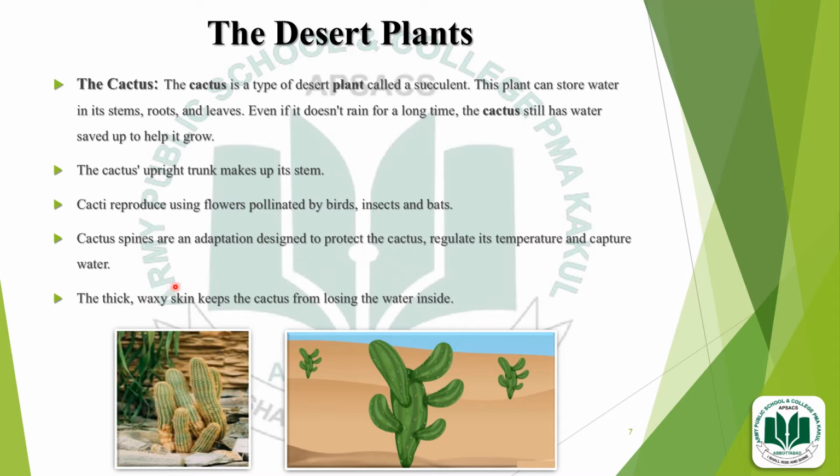Cactus spines are an adaptation designed to protect the cactus, regulate its temperature, and capture water. The thick, waxy skin keeps the cactus from losing the water inside. Here you can see the picture of cactus. These two pictures are of cactus, which is a desert plant.